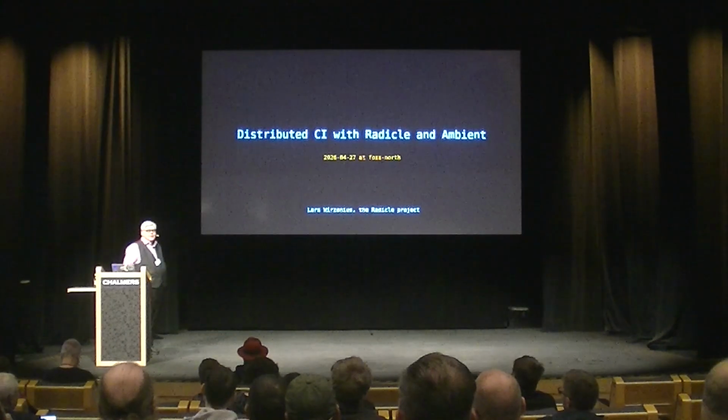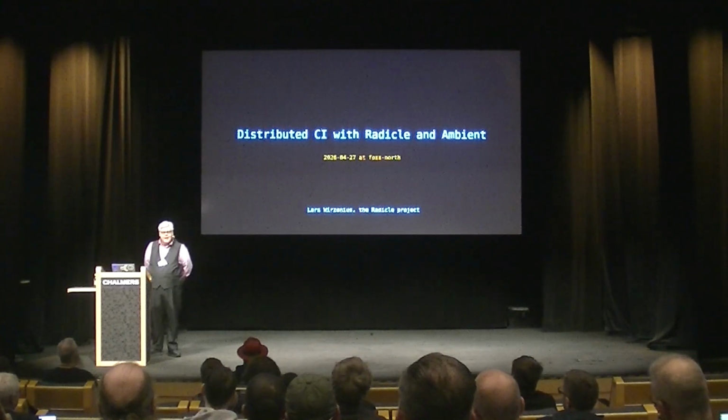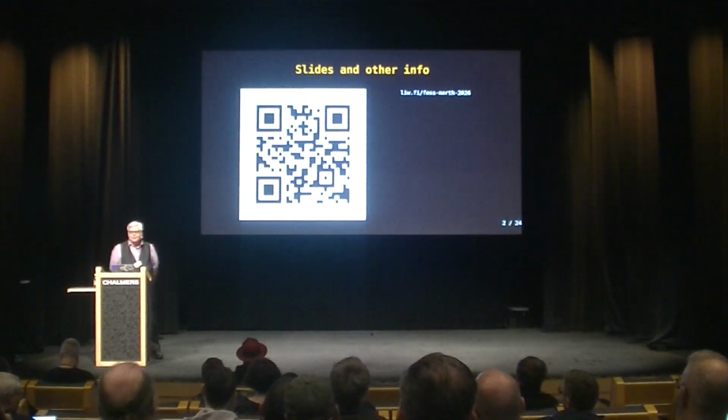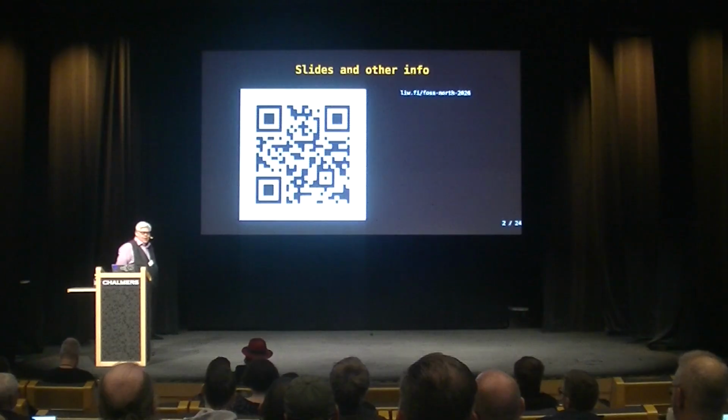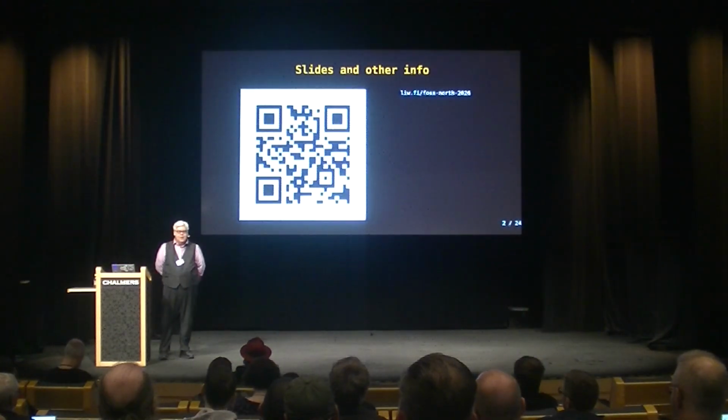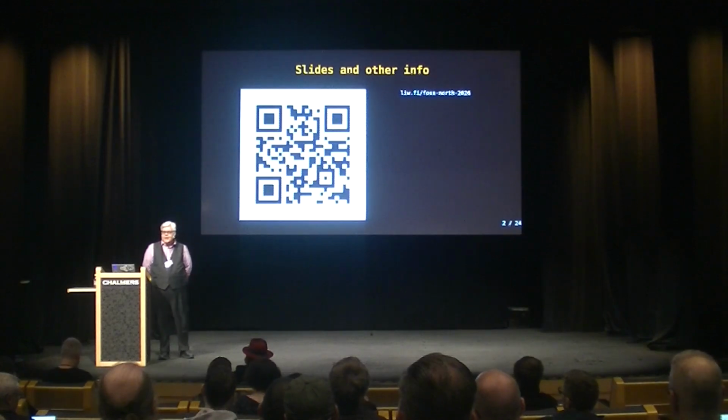I will be talking about distributed CI with Radicle and Ambient. And I will be explaining the words. There's a QR code that has the source code to my slides, if anyone wants those. The QR code has the URL, that's also there.